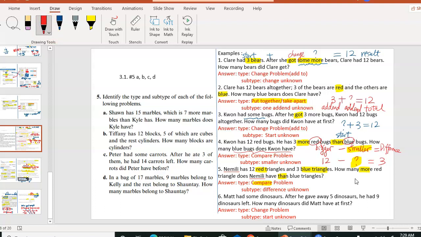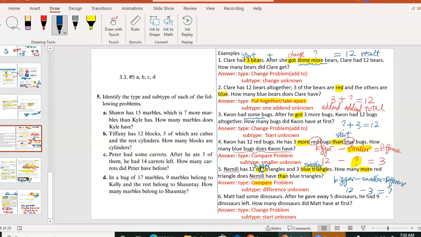Okay, so 12 red, 3 blue. Looks like we know both of them, the bigger one and the smaller one. 12 is bigger, and that is the red, and the red is bigger, and the blue is smaller. How many more red than blue? So apparently we're solving for the difference, because the bigger 12 minus the smaller 3 blue equals the difference, which is unknown. Because we know 12 here, we know the smaller amount, we just don't know the difference. We solve for the difference.